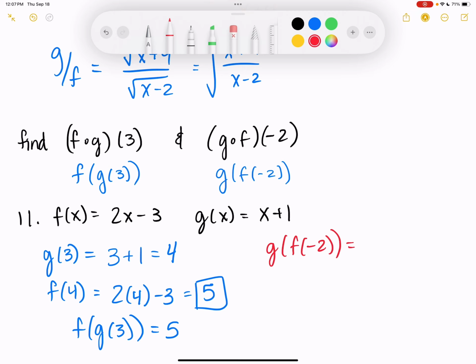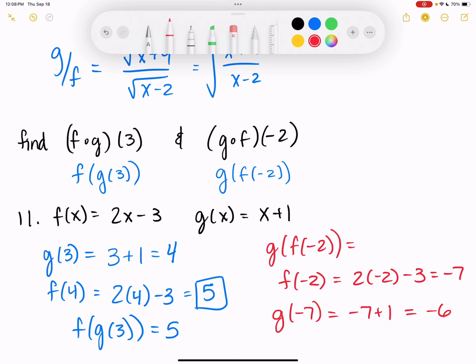All right. g of f of -2. That means I'm going to put -2 in for x in f of x. So f of -2 is going to be 2 times -2 minus 3, which is -7. So now I'm going to plug in -7 for x in g of x. So g of -7 is -7 plus 1, -6.